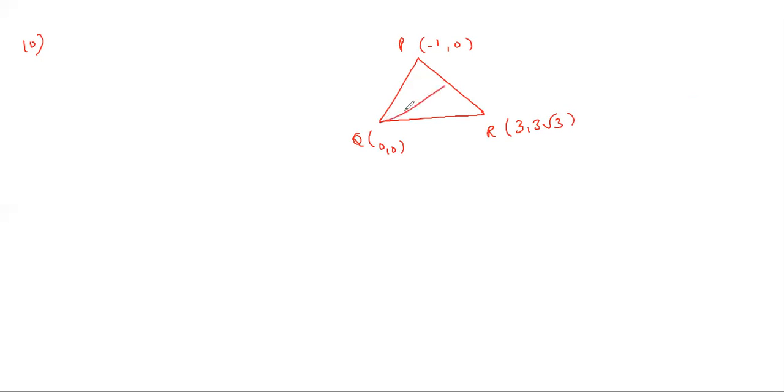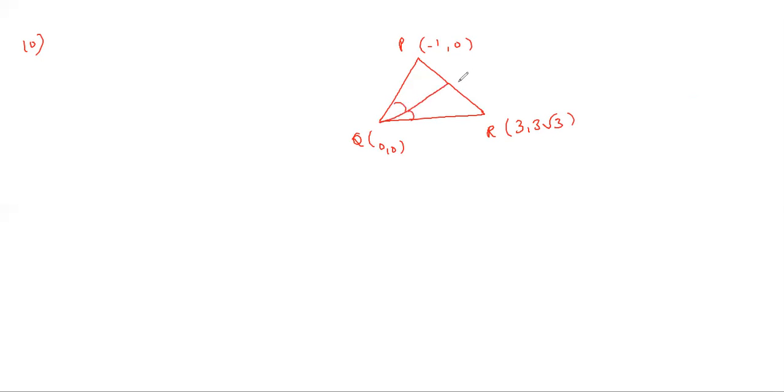Next one. P, Q, R are the 3 points, and find the equation of the bisector of the triangle PQR. Easy one. Bisector of angle PQR. Angle PQR means this is the angular bisector. This equation you have to find.